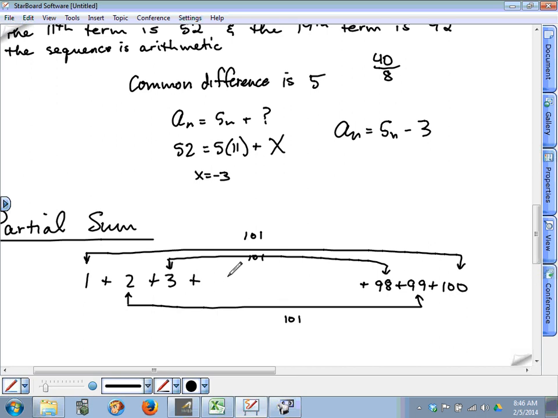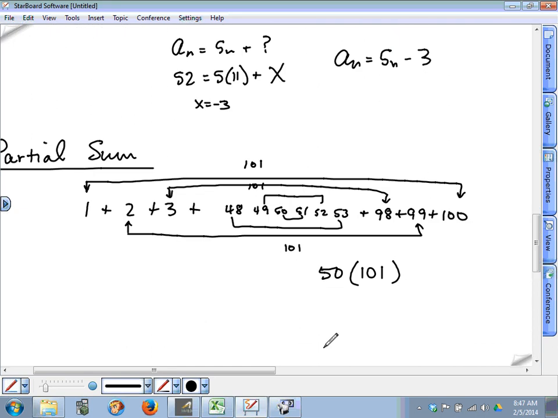Oh, I didn't even leave myself enough room. 48, 53, 49, 52, 50, and 50. What am I doing? 51. So we have 48 and 53. We have 49 and 52. We have 50 and 51. They all pair up to be what? 101. And how many pairs of 101 are there? So the sum of this is nothing more than 50 multiplied by what? 50 multiplied by 101, which takes much less time to solve than adding 100 numbers up by hand. 50 times 101. What is that?